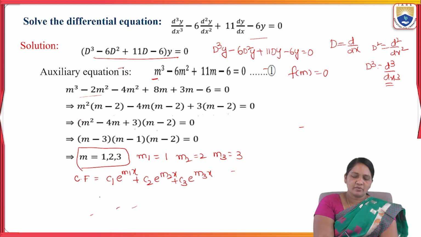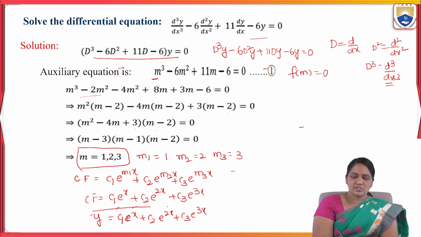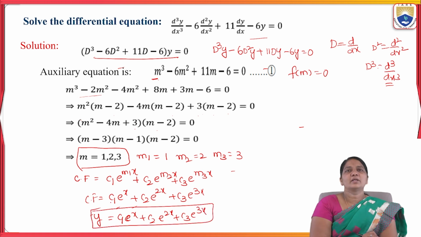Now I am replacing the values here. C1 e power x plus C2 e power 2x plus C3 e power 3x. So this is the complementary function. Only complementary function is nothing but our general solution for the homogeneous equation. So that's why I am writing y equal to C1 e power x plus C2 e power 2x plus C3 e power 3x. So this is our general solution of the given equation.